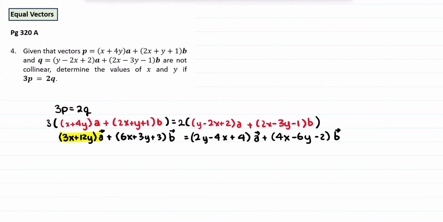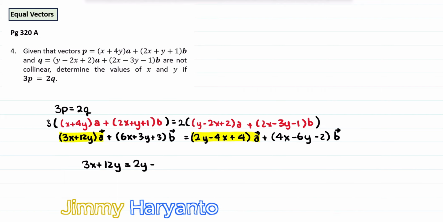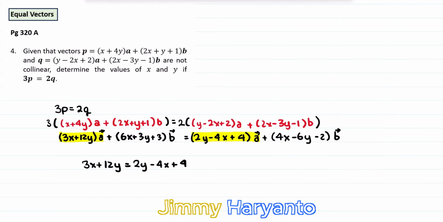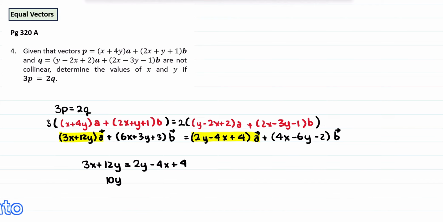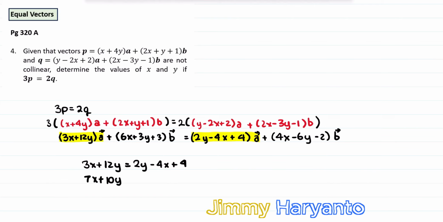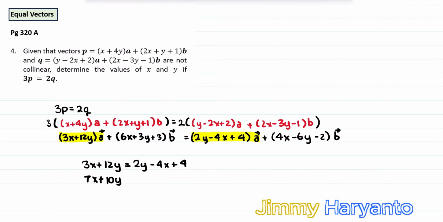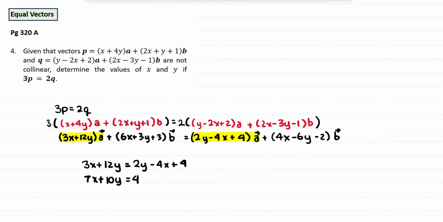For the component of a, I will compare it like this. So I will have 3x + 12y equals 2y - 4x + 4. So this one will be 10y and then 7x. I move the 2y to the left hand side and also the negative 4x to the left hand side. So I will have 10y and then 7x equals 4, just like that.